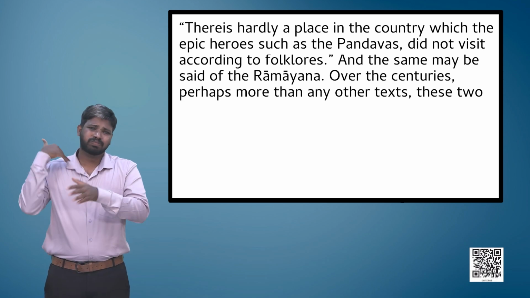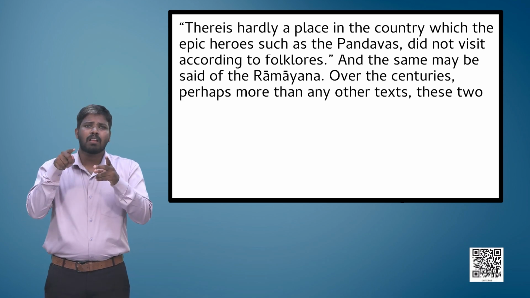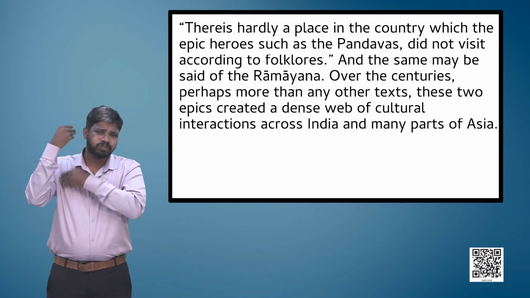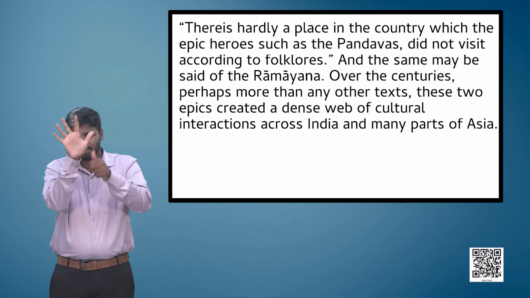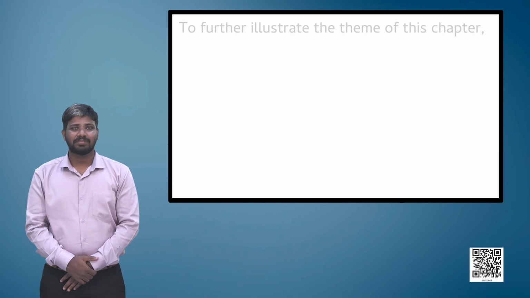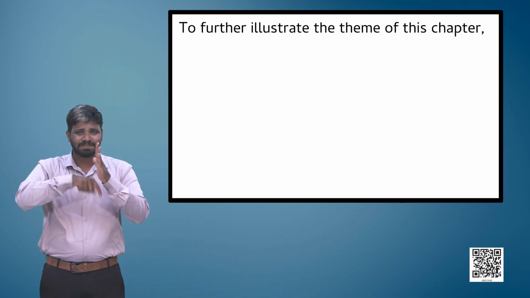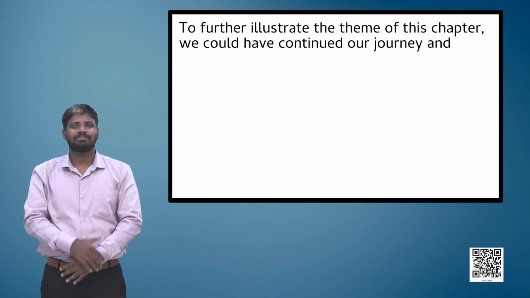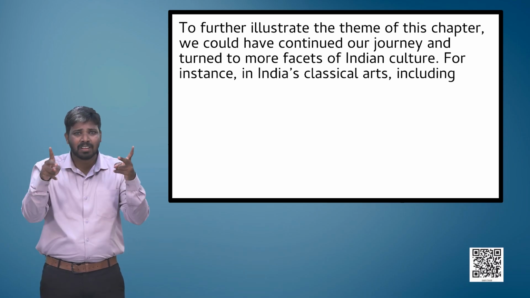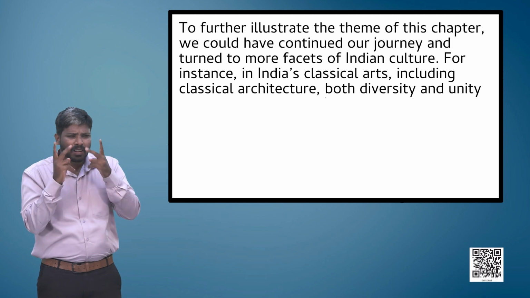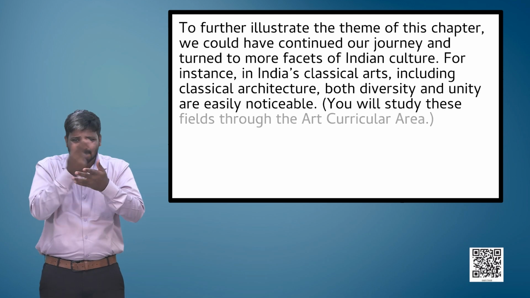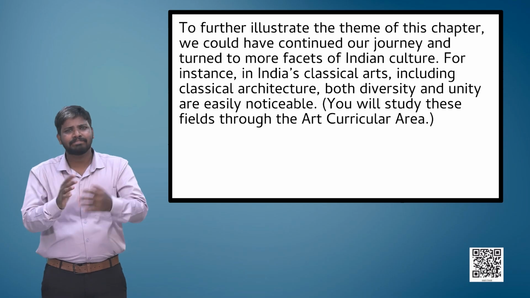Over the centuries, perhaps more than any other texts, these two epics created a dense web of cultural interactions across India and many parts of Asia. Another example of unity in diversity. To further illustrate the theme of this chapter, we could have continued our journey and turned to more facets of Indian culture. For instance, in India's classical arts, including classical architecture, both diversity and unity are easily noticeable. You will study these fields through the art curricular area.